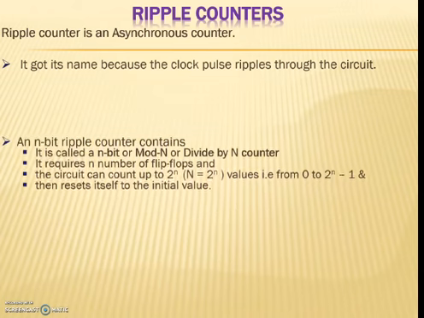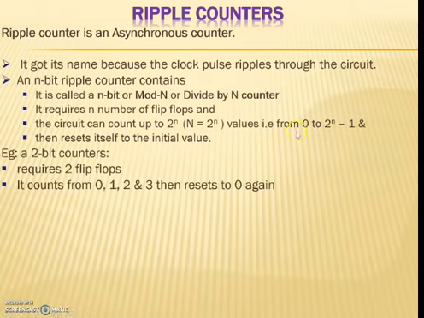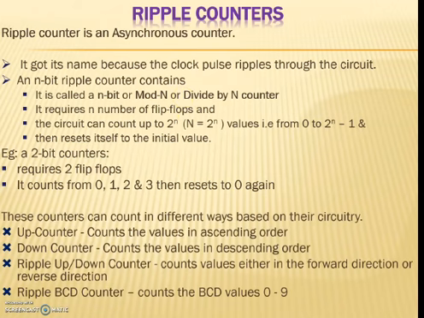An n-bit ripple counter contains n number of flip-flops, and it is otherwise called a mod n counter or a divide by n counter. The circuit can count up to 2 power n values, that is from 0 to 2 power n minus 1, and it resets to 0. For example, a 2-bit counter where n is equal to 2 counts 4 values: 0, 1, 2 and 3.